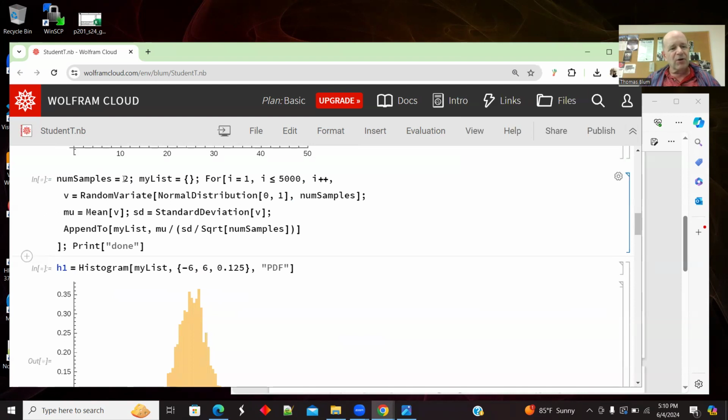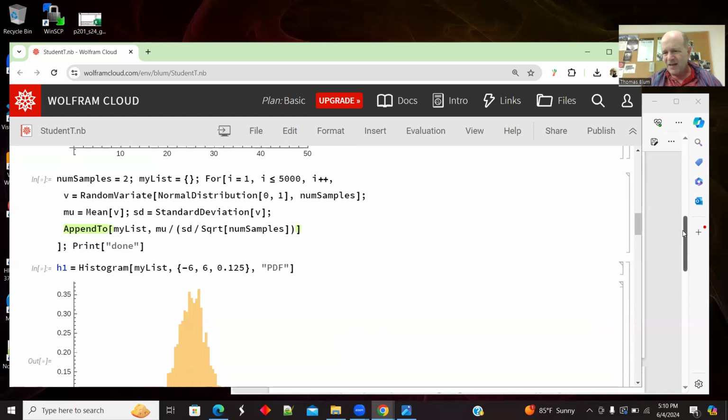All right. So I'm going to go back to the extreme example of just two samples. I'm going to get from a normal distribution two samples. I'm going to get the mean and the standard deviation of those two samples. And then I'm going to create this quantity. And this is a standard quantity that one works with in statistics, where you're taking the mean and then you're scaling it by the standard deviation. But the standard deviation is itself sort of scaled by the square root of the number of samples.